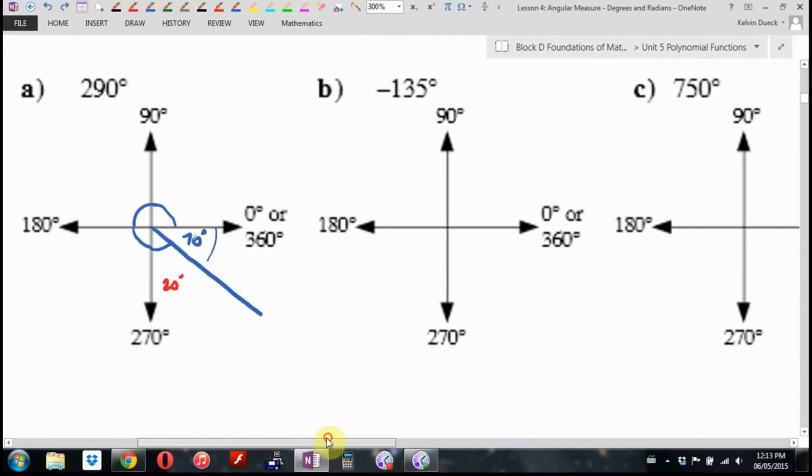Negative 135. What does negative mean, Oscar? Which way am I going to go? So, how far? How far have I gone with that drawing right there? What's each quarter worth? I got to be fussy. Negative 90? If I went to there, how far would that be? Negative what? Too far. So I already know that I'm in this quadrant.